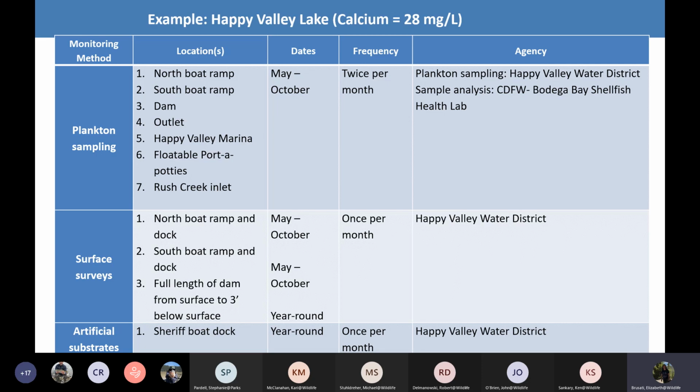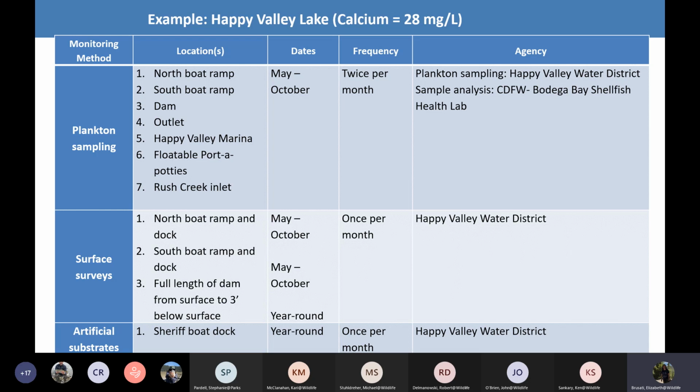And so here's an example of how you might describe your monitoring program within your prevention plan. So we're going to say this is Happy Valley Lake, and we're saying that the calcium is 28 milligrams per liter. So it's a high calcium reservoir. So in this situation, they're saying they're going to use all three monitoring methods.